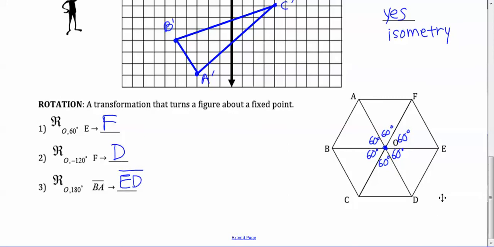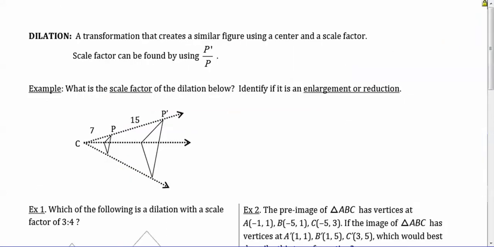Okay. Finally, dilations. Dilations, usually the only thing that's difficult is figuring out the scale factor. The scale factor, the way it works, it's always the after over the before. So it's the after, P prime, over the before, which is P. So be careful, because in this picture I've deliberately given you one that you have to think a little bit more about.